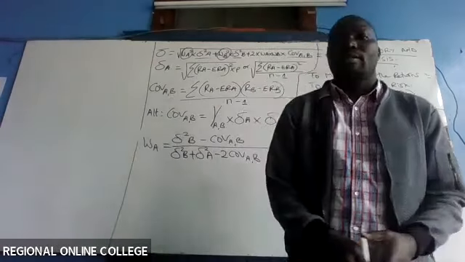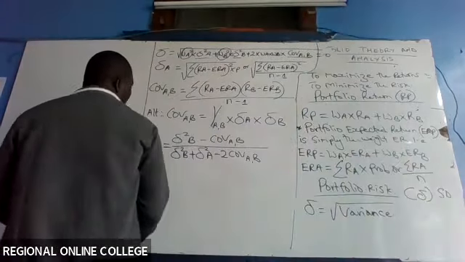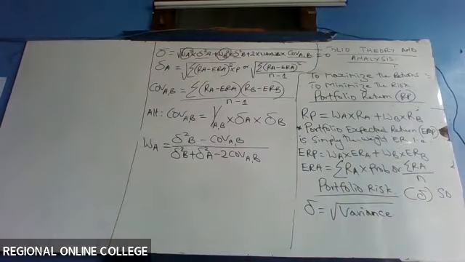Let me just explain where the formula is coming from. There are two ways of calculating it, by the way. There's a long cut and there's a short cut. The formula is the short cut. And where is this formula coming from?